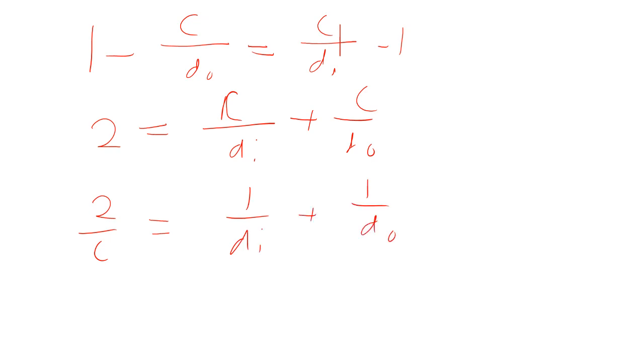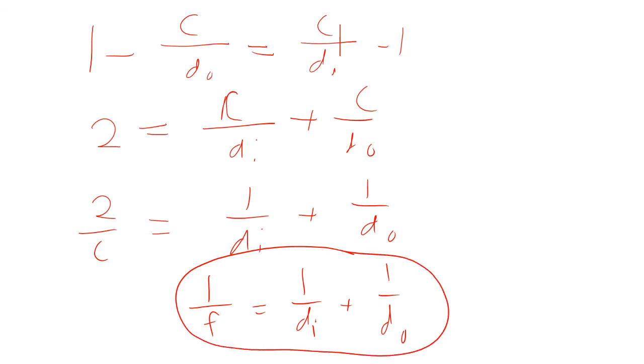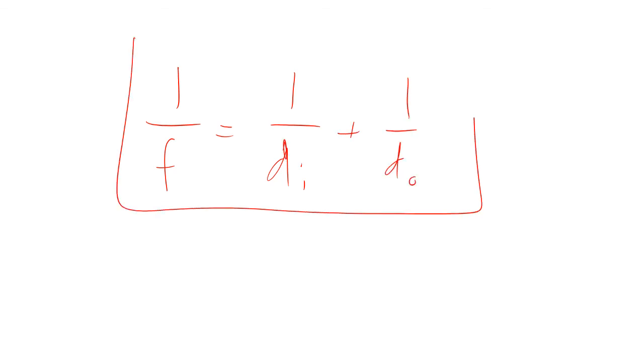Well, C over 2 is the focal length. So we could then say 1 over f equals 1 over di plus 1 over do. This is our basic equation for spherical mirrors and where you find images for mirrors. So that's our basic mirror equation. 1 over f equals 1 over di plus 1 over do, our basic mirror equation.